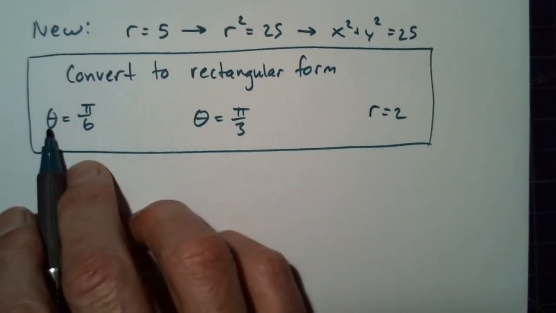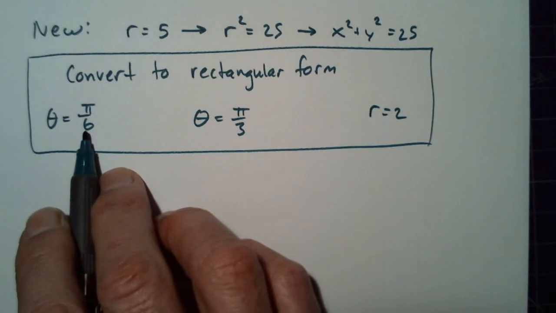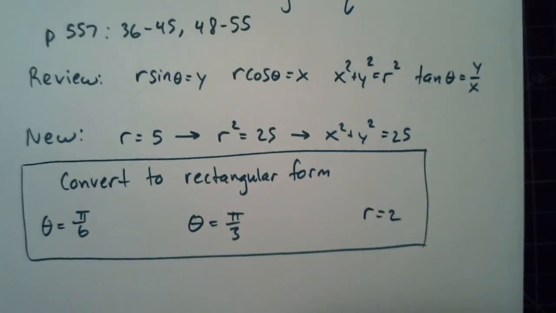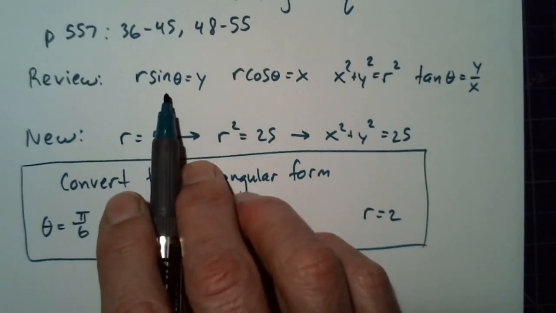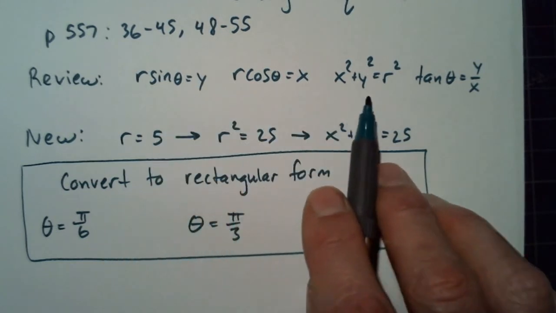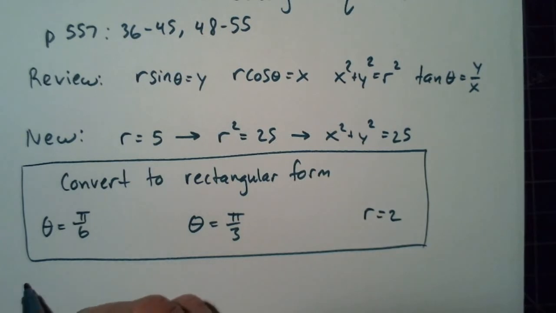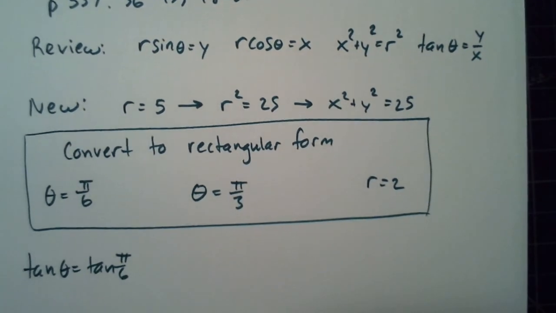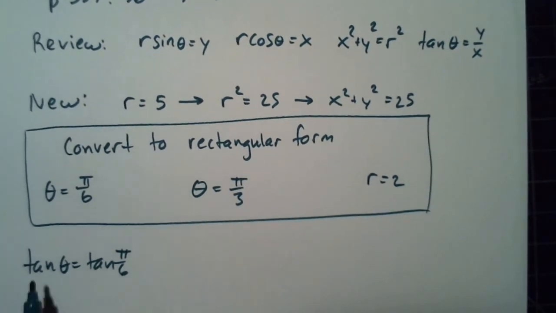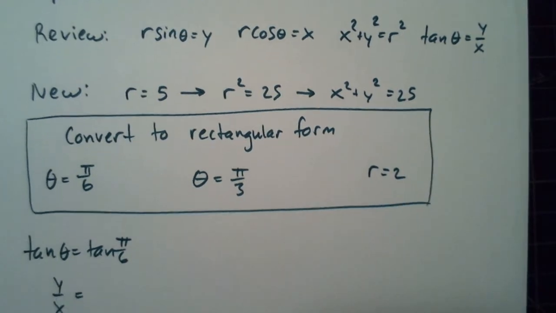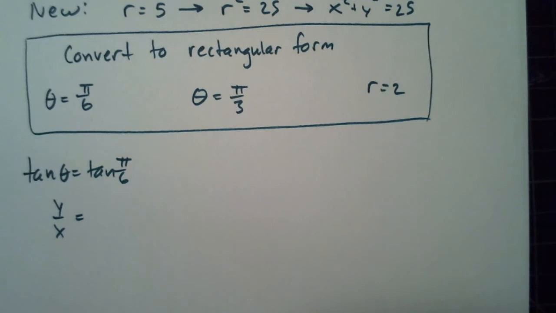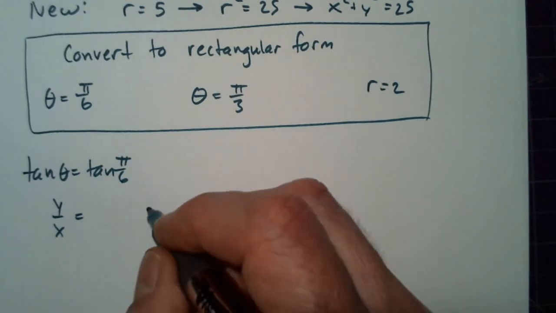Alright, so theta equals pi over 6. What could we use? Well, that's not going to work very well. But over here we have tan theta equals y over x. So we could just have tan theta equals tan pi over 6. And now we know that tan theta is y over x. And we have y over x equals, and we just have to evaluate tan pi over 6.